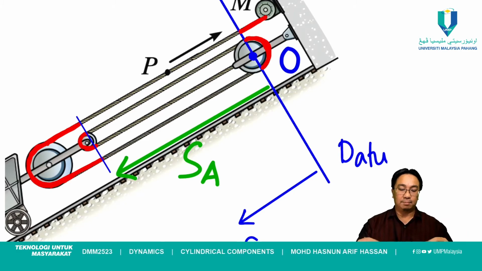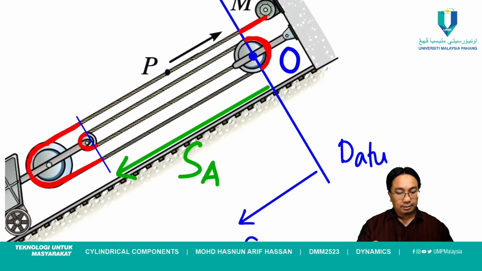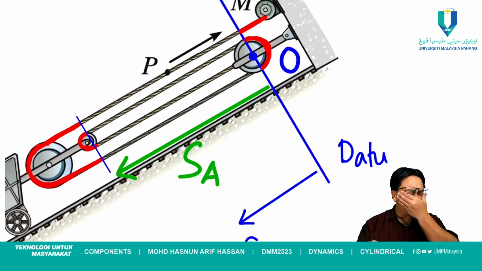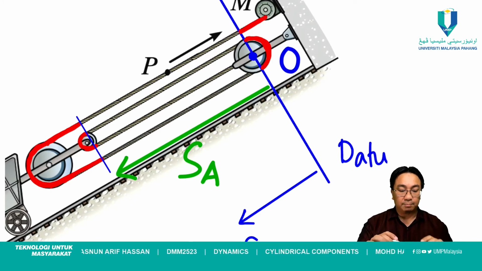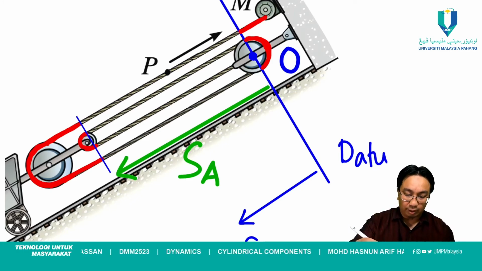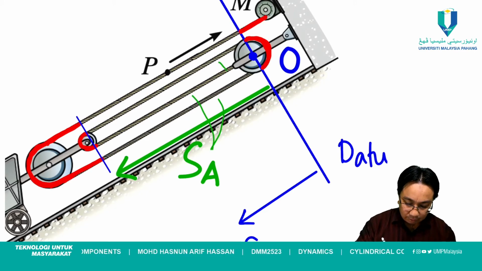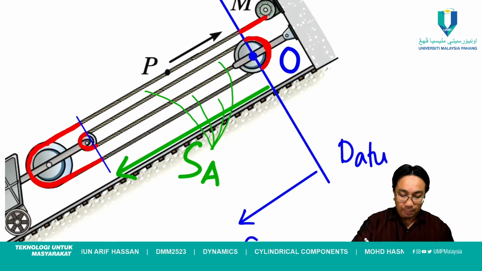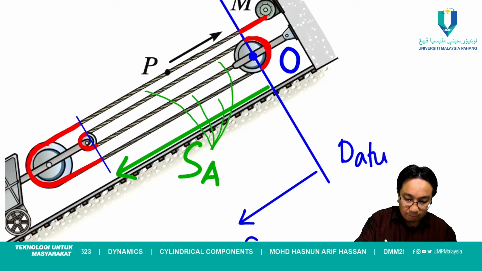Betul. Ada 4 panjang SA. Tapi kita juga kena consider juga point P, sebab P yang ada velocity. So okay, betul, kita ada 4 SA. Okay, saya gariskan ini, sini 1, sini 2, yang ini 3 dan yang bawah ini 4. So semua sekali ada 4 SA. Tapi kita kena juga includekan point P.